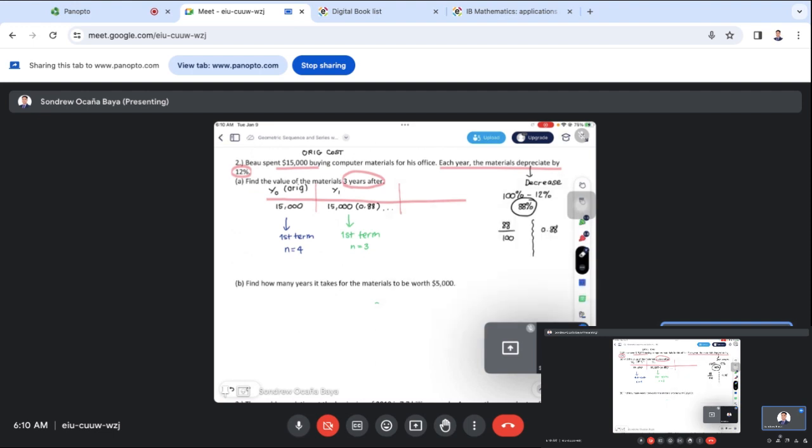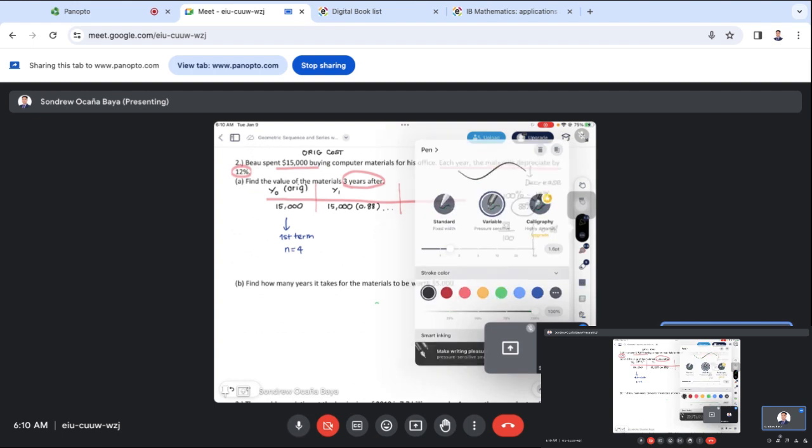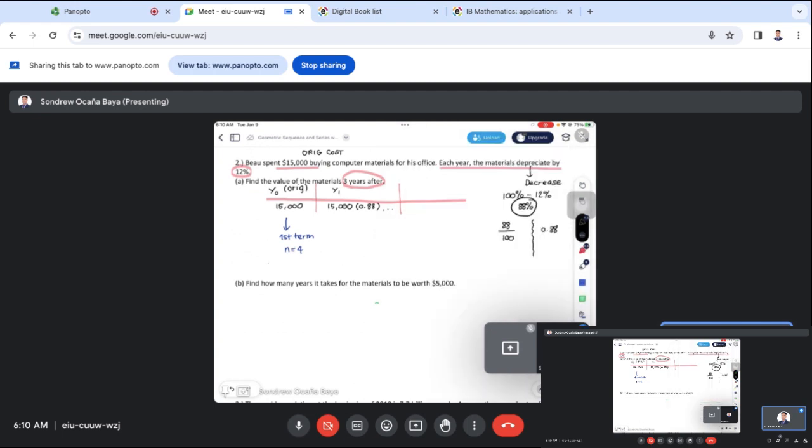Okay? So again, I'll make use of that as my first term. So my n is 4. And then u sub 1 here would be equal to 15,000. And my rate is 0.88. So we are looking for the value at the end of 3 years. So end of 3 years, that means u sub 4 equal to the original value times the rate, and this rate will be raised to 4 minus 1.